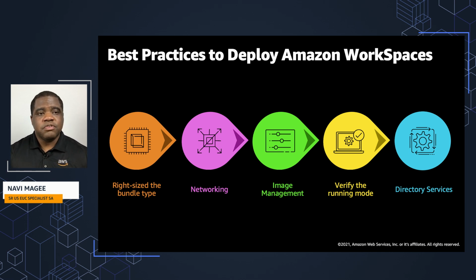Now, when we look at the first item here about right-sizing the bundle type, as I alluded to previously, there's a wide array of options for bundle types. And a bundle is just an allocation of vCPU and RAM for that particular instance. What is the right bundle type for your workload? Well, when you think about that, think about the operating system requirements, as well as all of the applications that will be running on a particular image to assist in determining which bundle you will select.